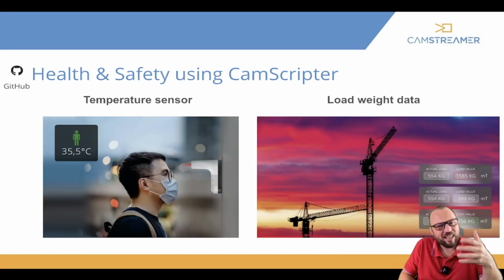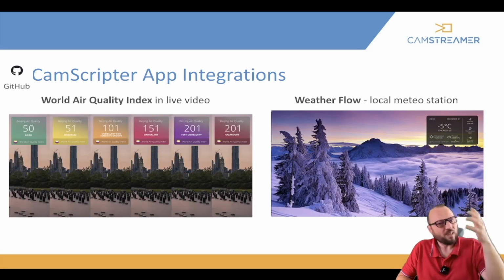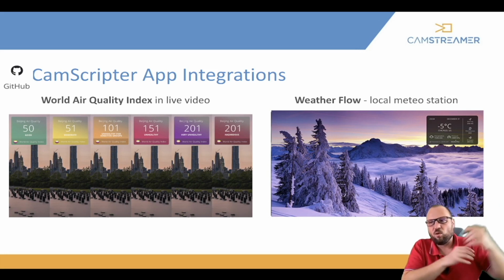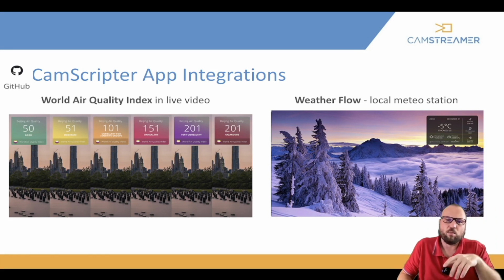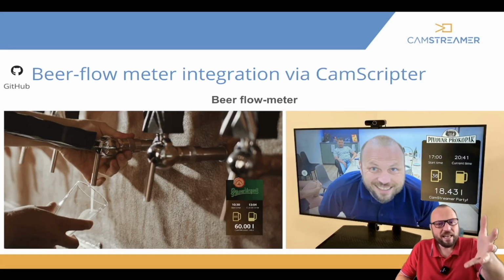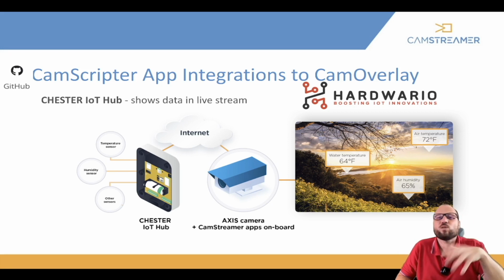So you can integrate it with temperature sensors. We made a project for a crane company, so they are displaying the current load weight data live in the live feed. We have made the water quality index integration, WeatherFlow. It's the hyperlocal weather stations. So you can read the data from your local weather station and push the data into CamOverlay using CamScripter. We made a really popular beer flow meter. We made an IoT hub integration. So virtually anything you want to integrate, if there is an API, you can do it.